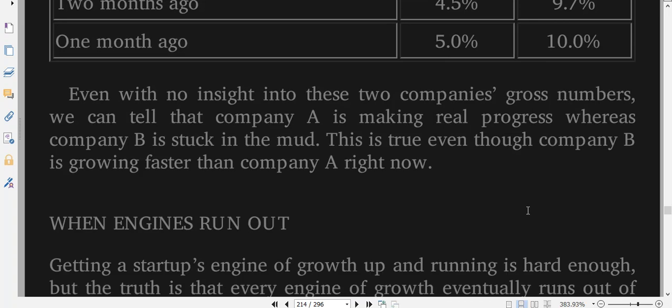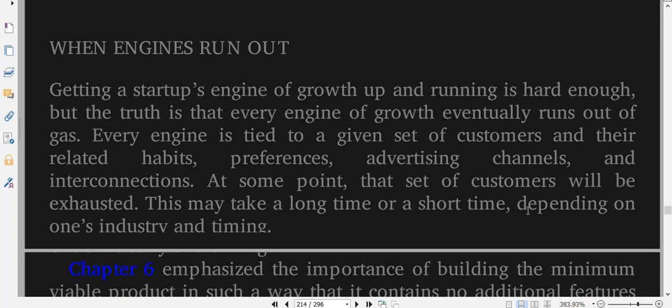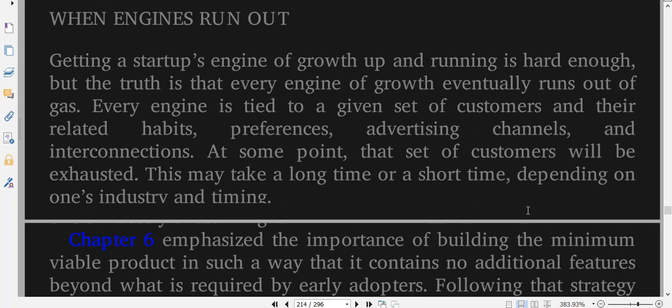Even with no insight into these two companies' businesses, we can tell that company A is making real progress, whereas company B is stuck in the mud. This is true even though company B is growing faster than company A right now. When engines run out, getting a startup's engine of growth up and running is hard enough.